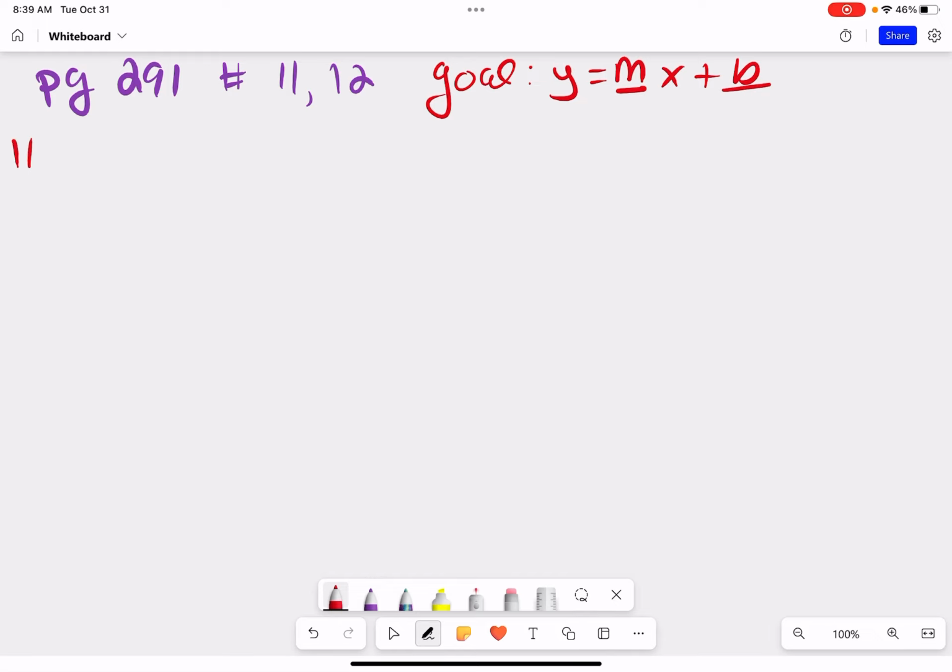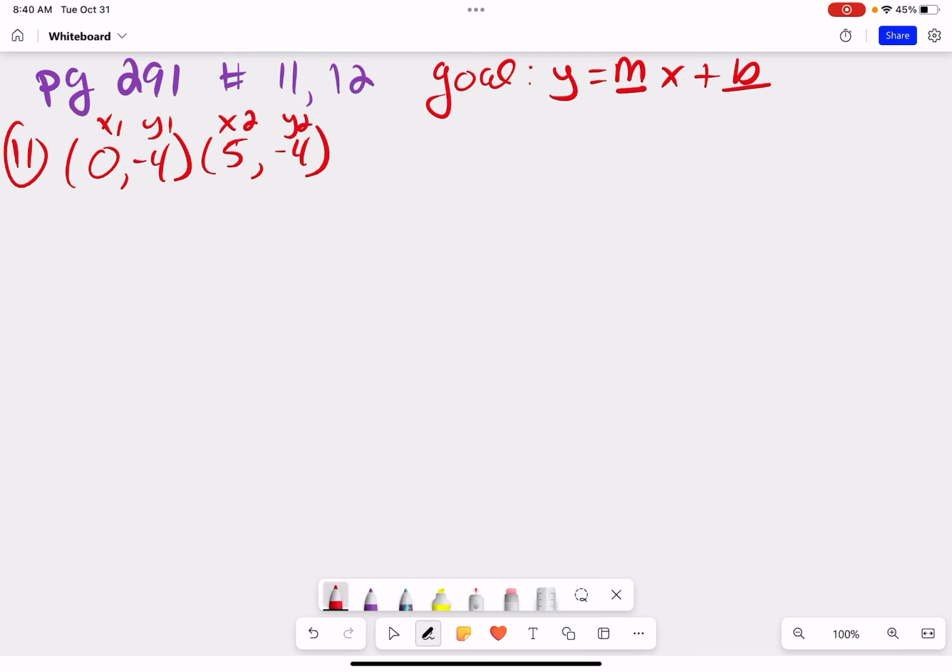So on number 11 here, the points that are given are (0, -4) and (5, -4). What you want to do before you do anything is identify what your first point is going to be and your second point is going to be. It doesn't matter which one is which, but I'm going to label x1, y1, x2, y2. There's only 3 steps to solve this from start to finish. You're going to first solve for slope, then solve for b, and then finally put it all together.